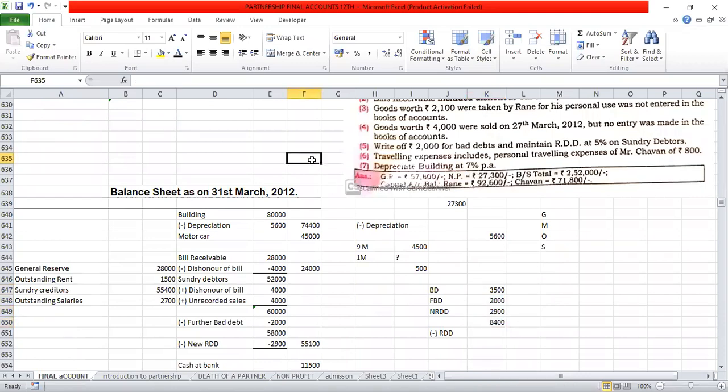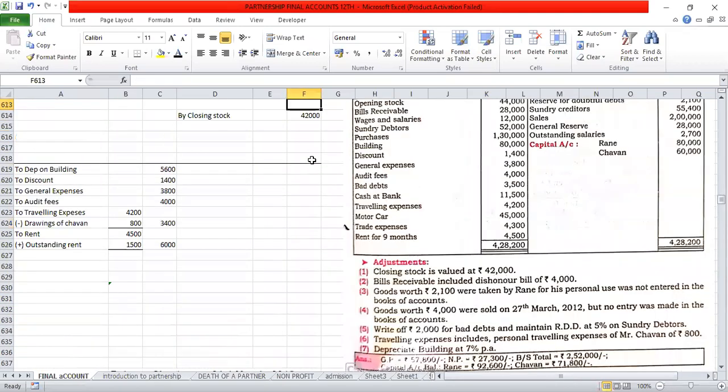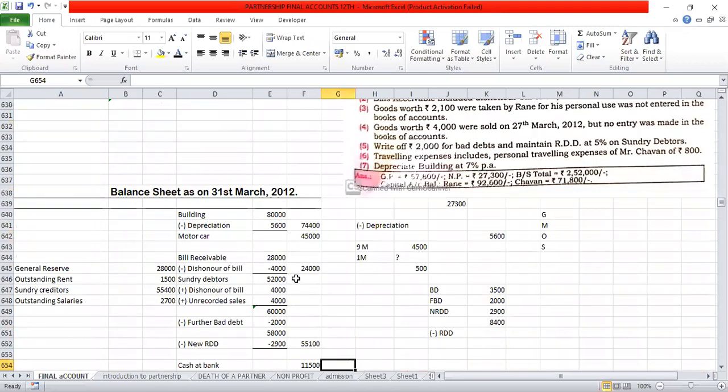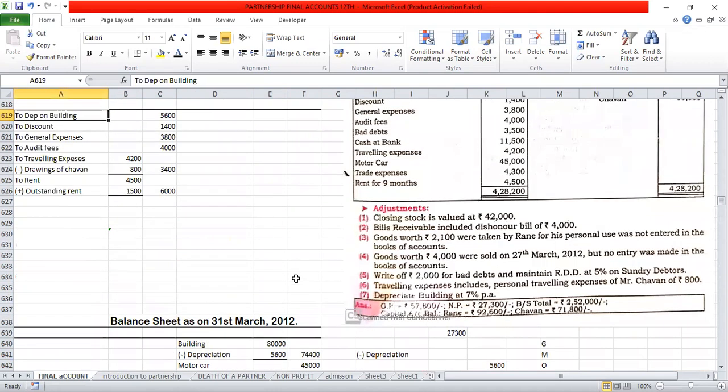Less old RDD. Do you have old RDD in the trial balance? Yes, sir. How much is that? 2,100. Less old RDD, 2,100. Minus 2,100, how much will be left? 6,300. Is it positive or negative? Positive. So where should I record? Profit and loss account, debit side.